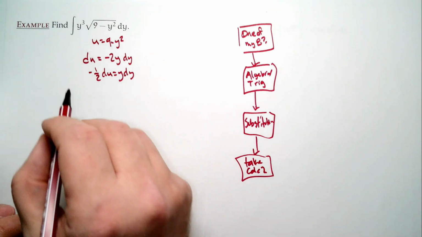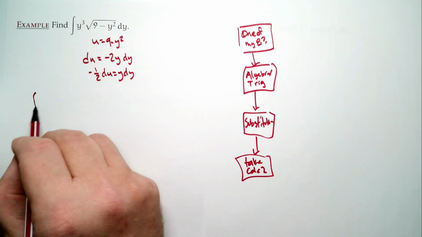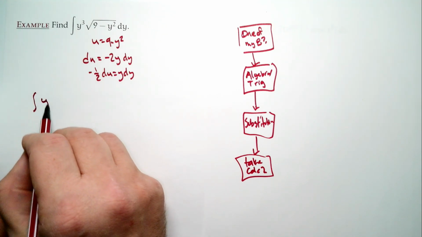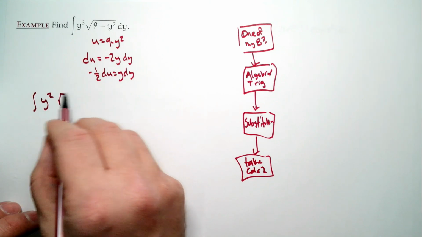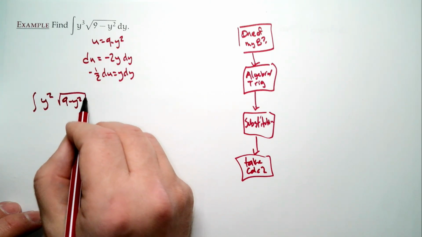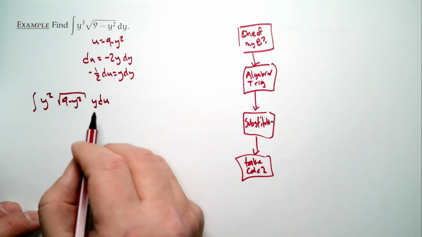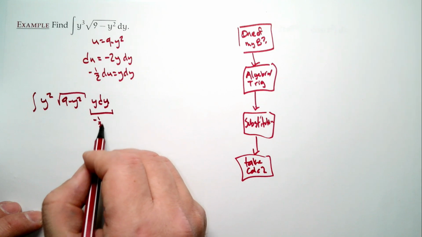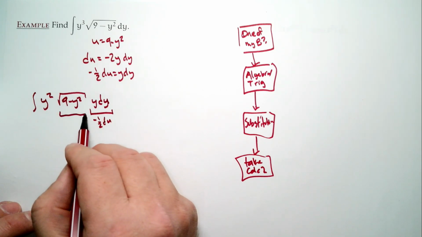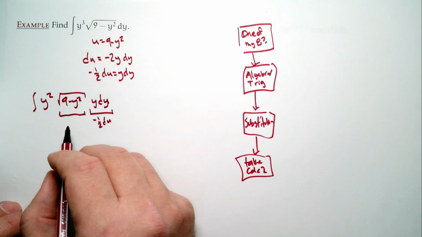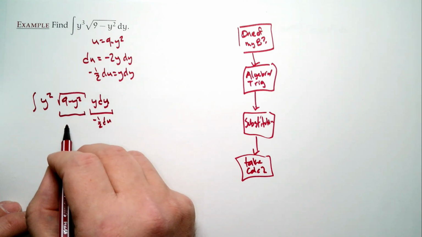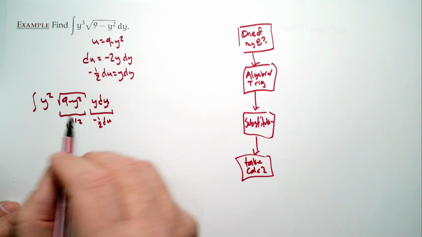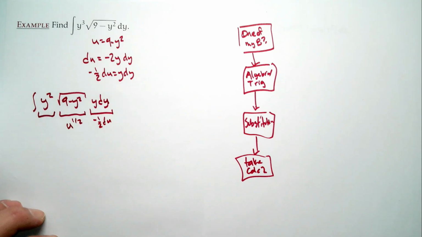But let's think about what we have. Currently, let me write this. I'm going to pull off a single y, and I'm going to move it to the end. So I have a y dy. This y dy I'm okay with. That would be minus a half du. The square root of 9 minus y squared I'm okay with. What would that become? Square root of u. And I'll go ahead and do the calculus thing, put u to the 1/2. But we have to replace every single y. We can't just replace half of them and call it a day.